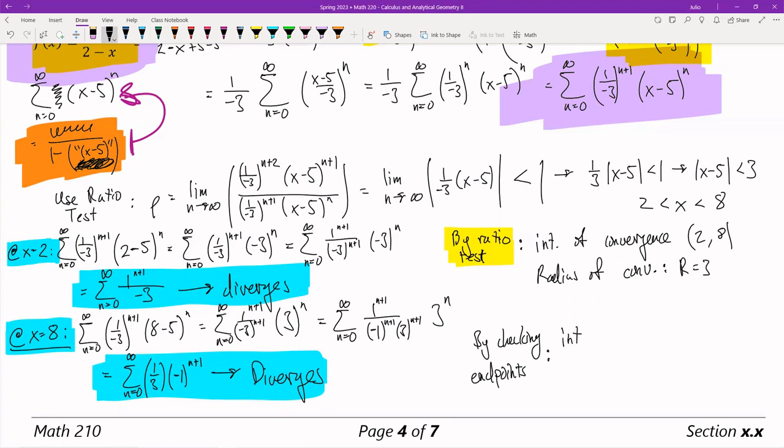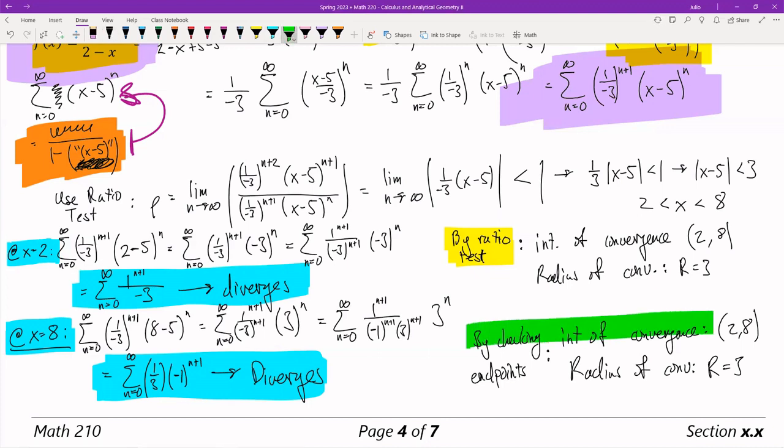The interval of convergence remains 2 to 8. Whoa, 2 to 8. And the radius of convergence remains as r equal 3. Boom, this is my final answer.